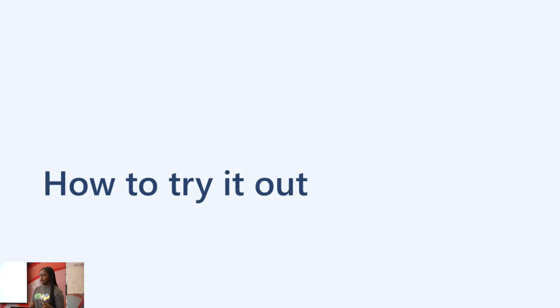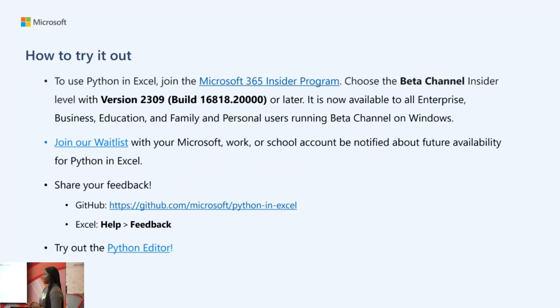So with that, just to talk through how you can try it out if you haven't already. There's a lot of information here. The first and most important thing is the first bullet, joining the Microsoft 365 Insiders program. We're currently still in preview, so we're only available for the beta channel. The build and version number is all there, but we are available to all users. So enterprise, education, family, and personal users who run beta channel on Windows. And that's another important piece. We're only available on the Win32 platform, with plans to extend the platforms beyond Win32, but starting there for now.